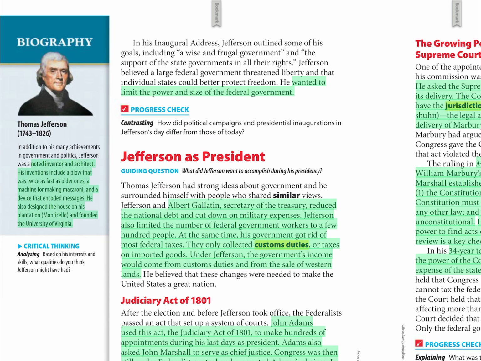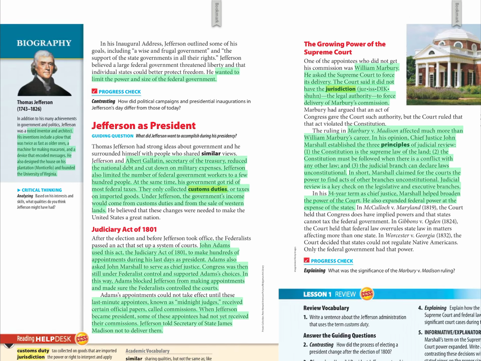And also from his plantation, you can see the University of Virginia, which he also started. So that's a big thing.